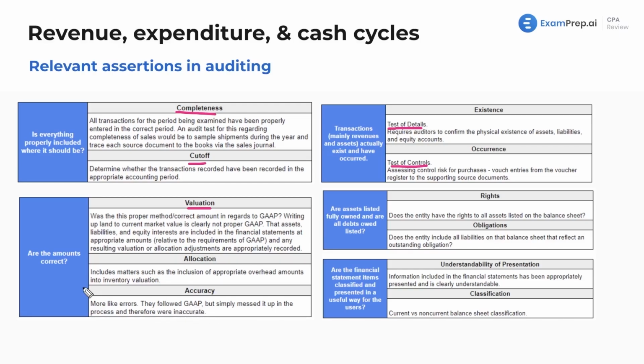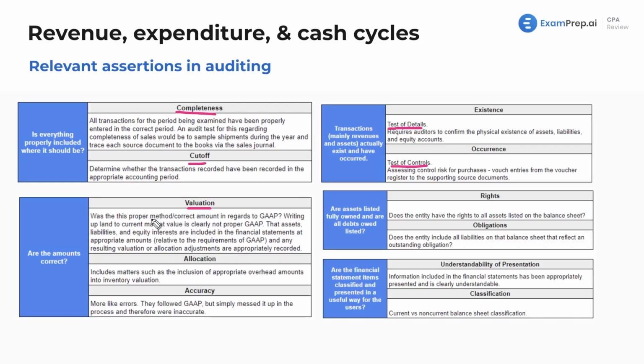Are the amounts correct? However, allocation, here this is going to include matters such as inclusion of appropriate overhead amounts into inventory valuation. So it's not that there was an error. This allocation concept has more to do with that you incorrectly classified amounts, which screwed up the question, are the amounts correct? You messed up where amounts should go. Maybe you capitalized something instead of expensing it. Obviously, you can see why that's different than something like an error for accuracy, where you just simply messed up mathematically.